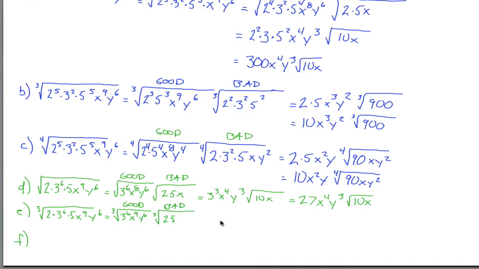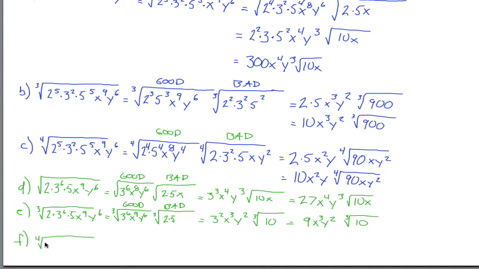And so what I get is the cubed root of 3 to the 6th is 3 squared. The cubed root of x to the 9th is x cubed. The cubed root of y to the 6th is y squared. And I want to multiply that by the cubed root of 2 times 5, which is 10. So what I get for my final answer is 3 squared is 9, x cubed y squared times the cubed root of 10. Finally, last one here, part F.